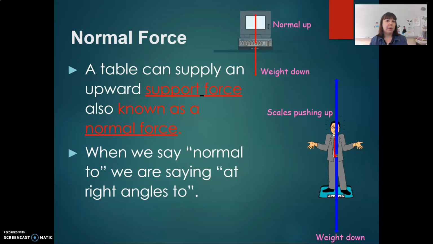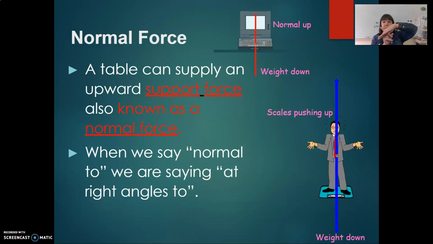Now, we talked already a little bit about normal force. That's our support force. That normal, remember, again, doesn't mean not strange. It just means at a right angle to. So our table can supply a force to support whatever's sitting on top of it, in this case a laptop, or the scale is measuring the normal force applied to the guy to be equal and opposite to his weight. And so that just means that it's at a right angle to our surface.